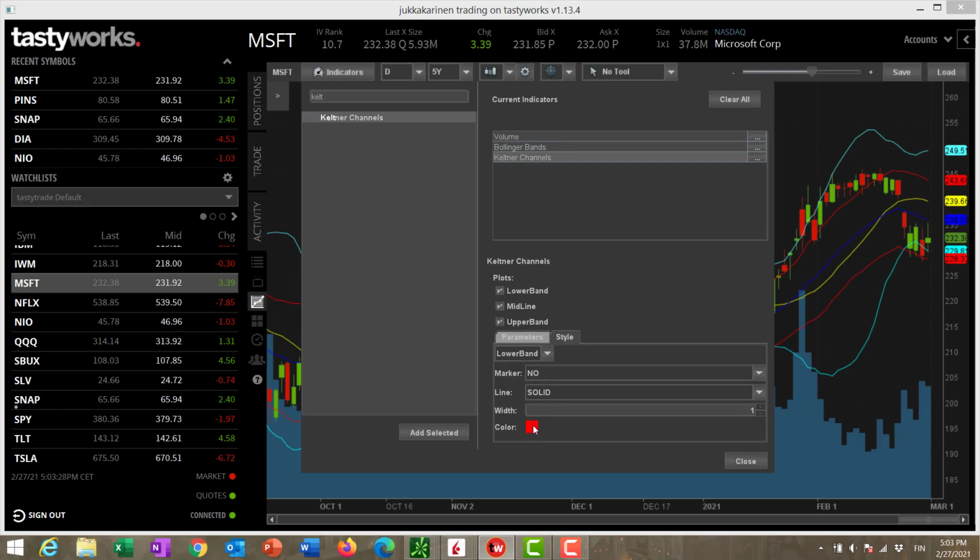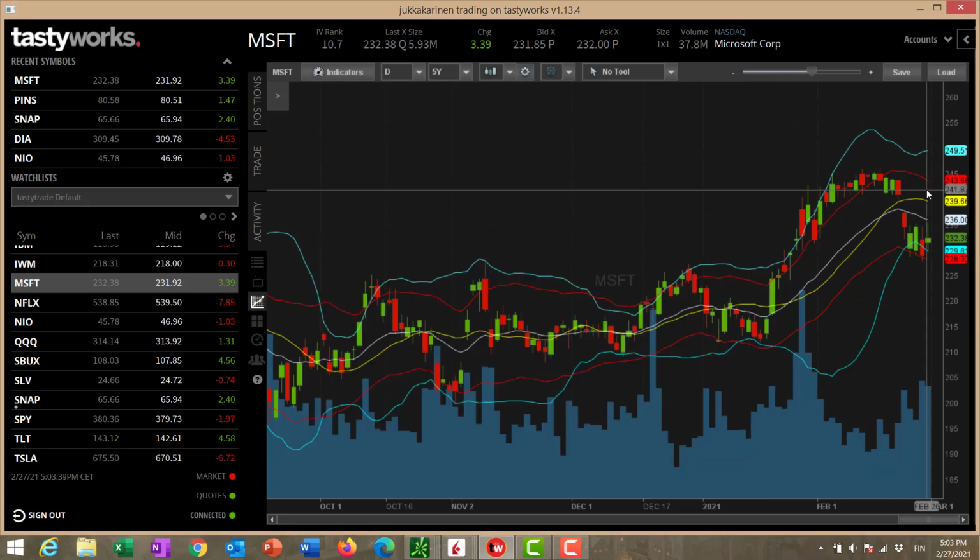So the lower band, I can keep that red, actually that's quite fine. The midline could be white. So now there is this yellow and the white one. The 21 period exponential is here, the 20 period simple is here. So you see how this exponential moving average reacts much faster to price movement than the simple moving average. So that was basically the difference. The period is pretty much the same, but the reaction speed of the exponentials is quicker.